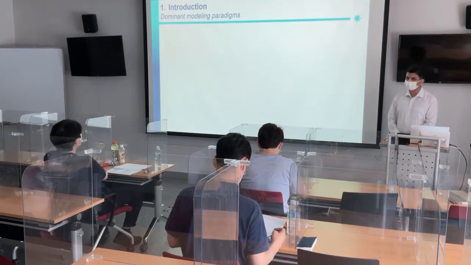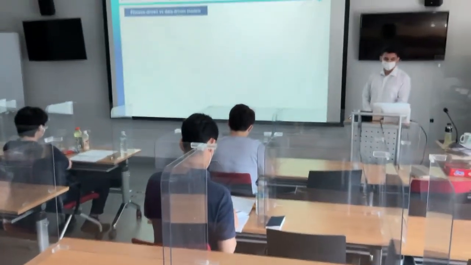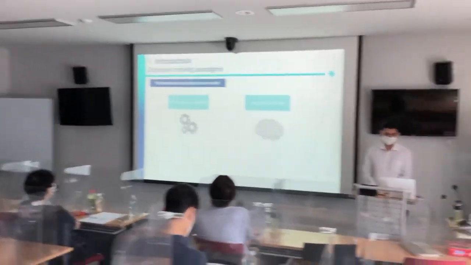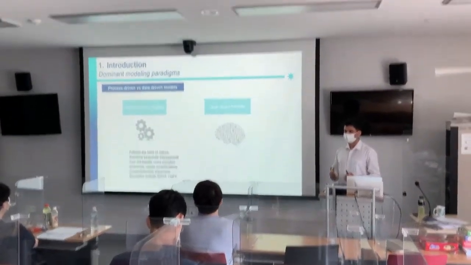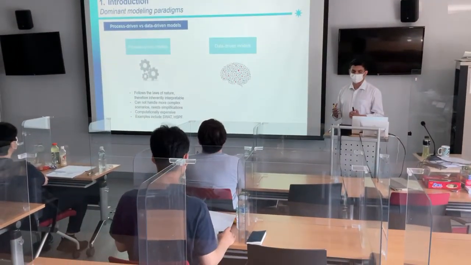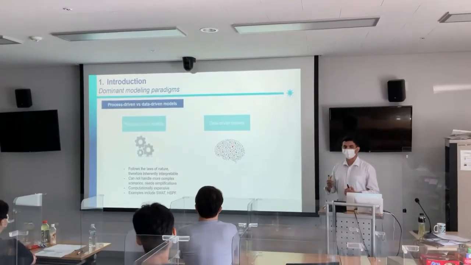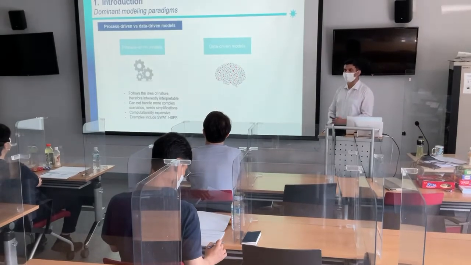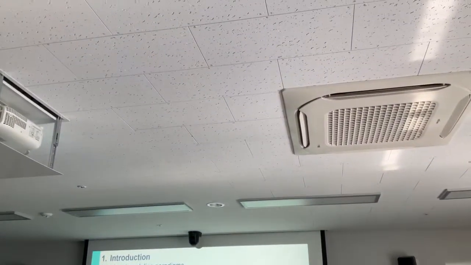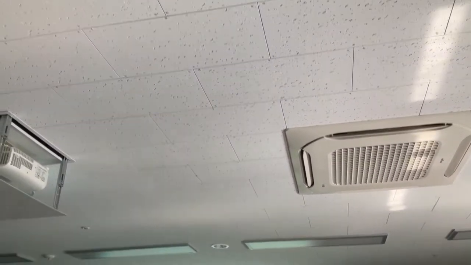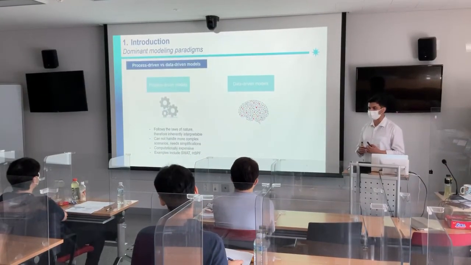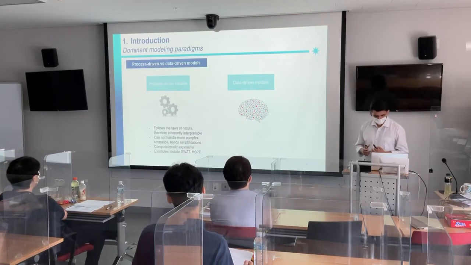When it comes to modeling, there are two major paradigms. One is process-driven modeling, and the second one is data-driven modeling. In process-driven modeling, we write the equations to describe the processes that govern them. The limitation of process-driven modeling is that we make simplifications about the processes because they cannot handle more complexities.